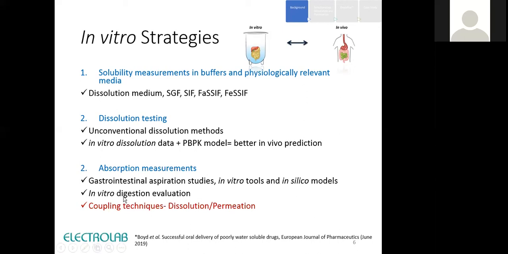To understand digestion or breakdown of excipients such as lipids, a digestion test can be performed using a pH stat apparatus. Lastly, there are coupling techniques which involve simultaneous measurements of dissolution and permeation. We'll be focusing more on such techniques ahead in the presentation.